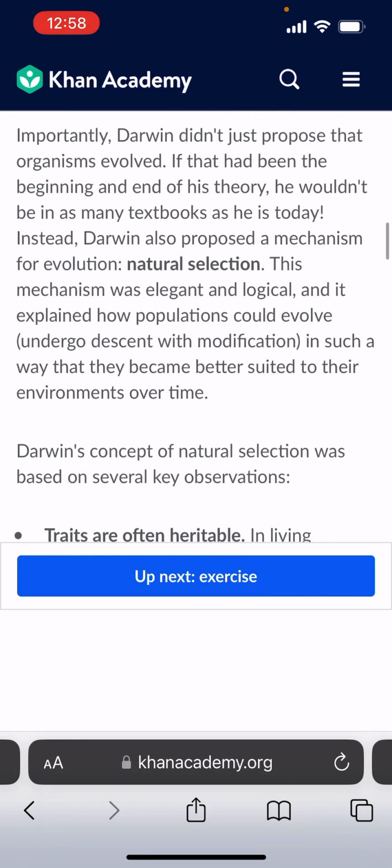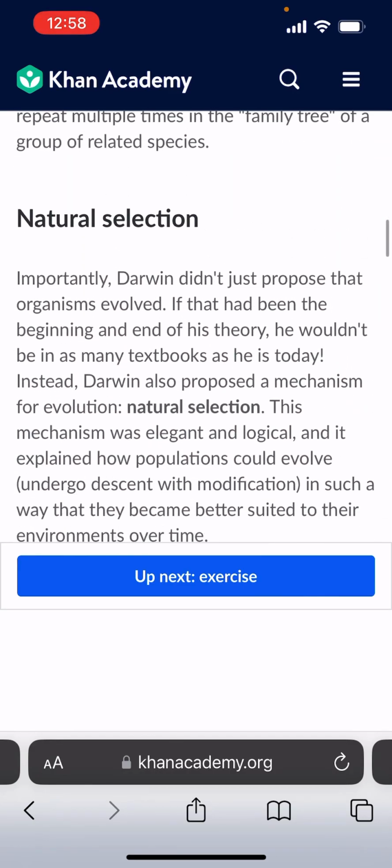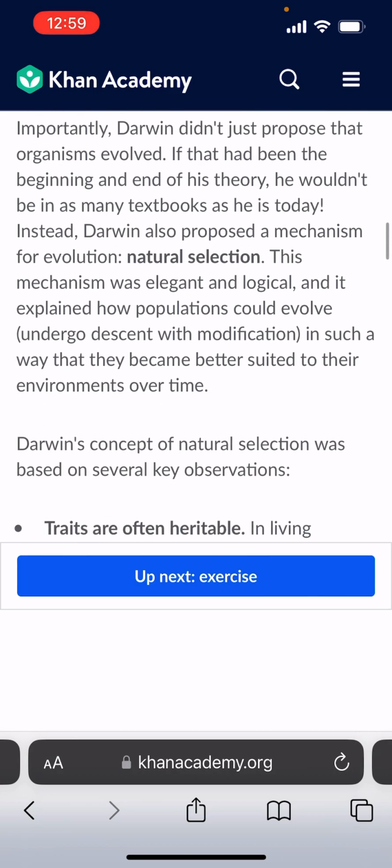Natural selection. Importantly, Darwin didn't just propose that organisms evolved. If that had been the beginning and the end of his theory, he wouldn't be in as many textbooks as he is today. Instead, Darwin also proposed a mechanism for evolution, natural selection. This mechanism was elegant and logical, and explained how populations could evolve, undergo descent with modification, in such a way that they became better suited to their environments over time.